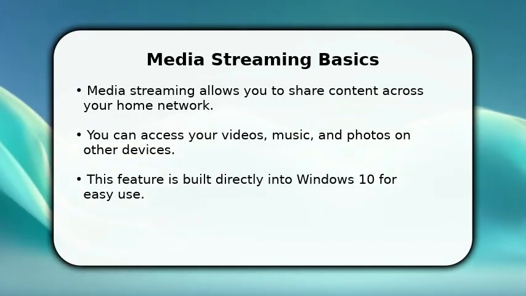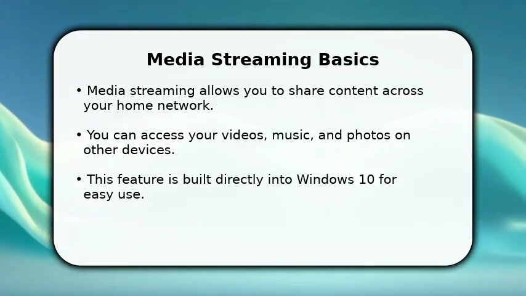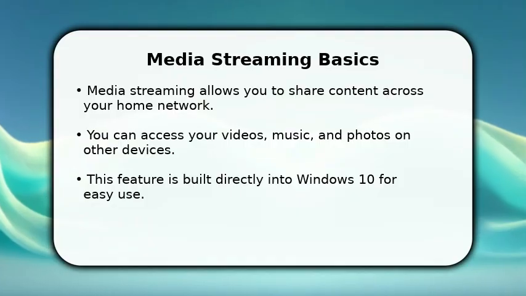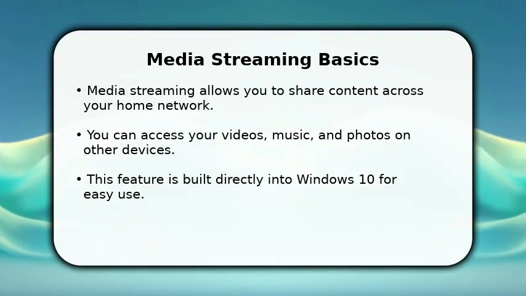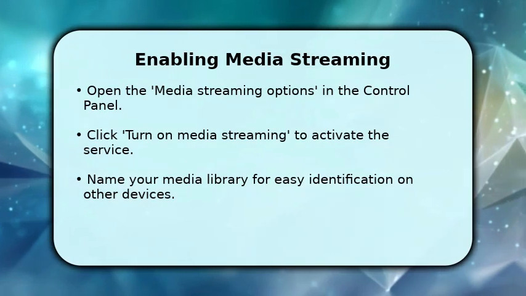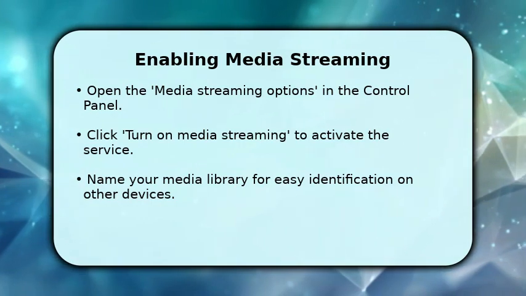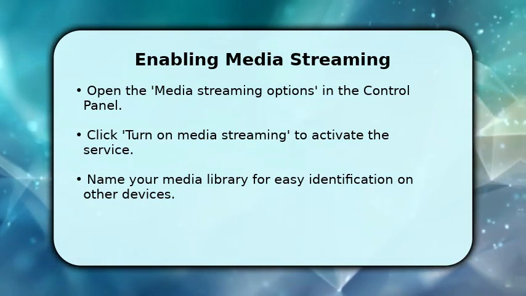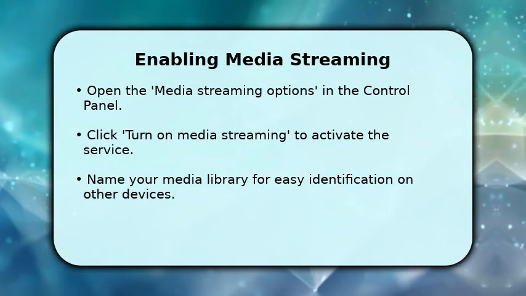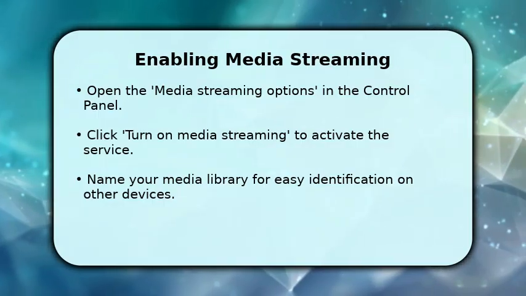Get ready to enjoy your content on any compatible device in your home, whether it's a smart TV or another computer. To begin, navigate to the media streaming options within your control panel. You will see a prominent button labeled Turn on Media Streaming. Click this to activate the feature.